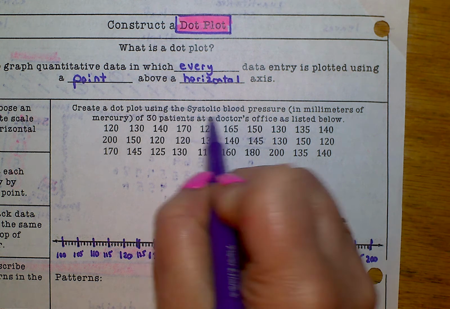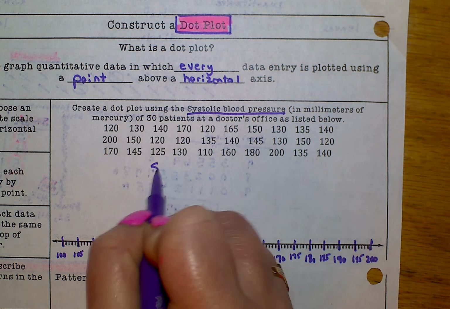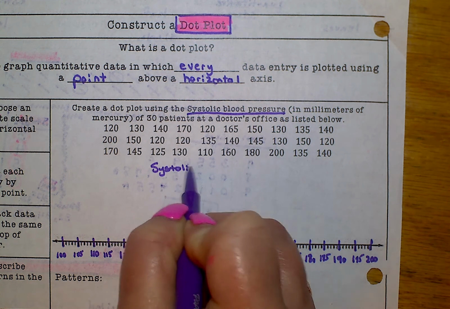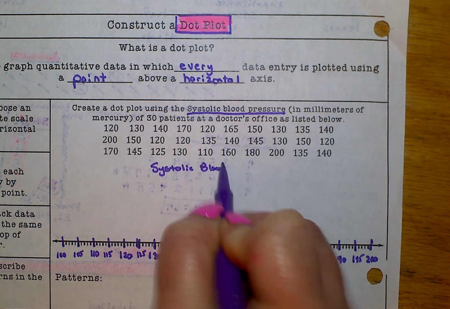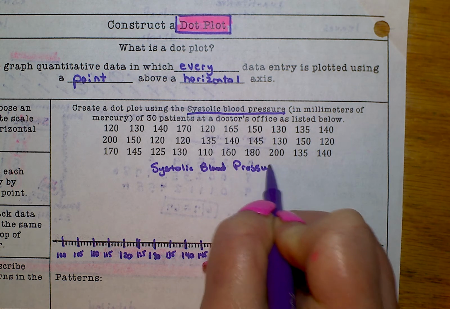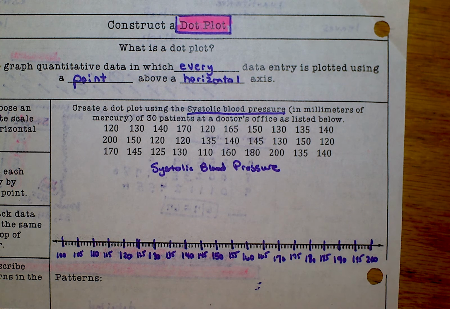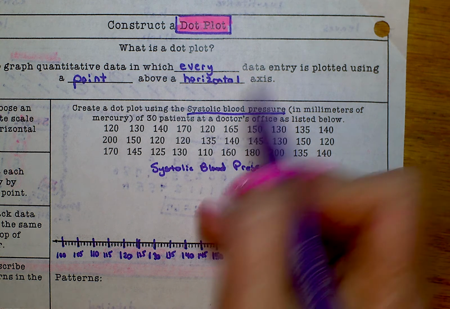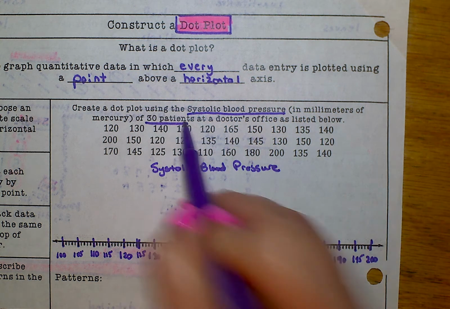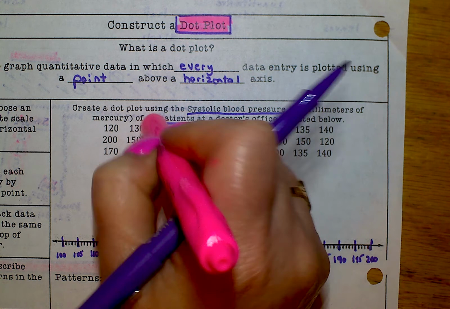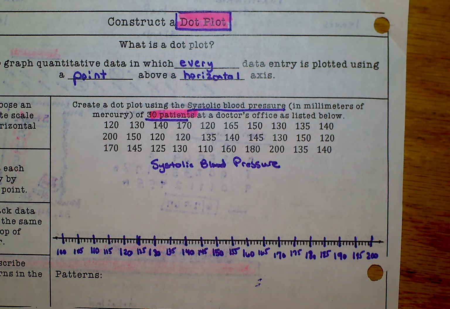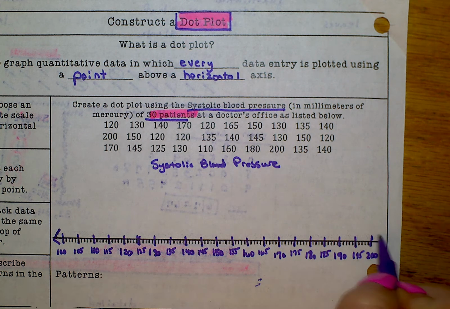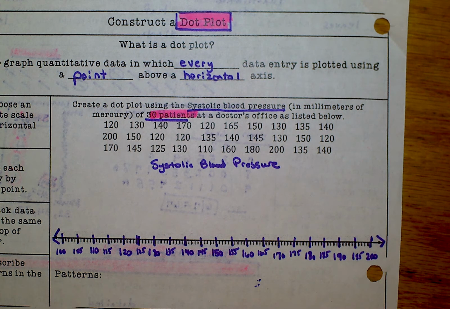So this is systolic blood pressure. And it looks like we're dealing with 30 patients, so we're going to have 30 dots. Now, it doesn't matter where you start here, you just put the dots. The good thing is you do want to look at your low and your high to figure out how to number the number line.